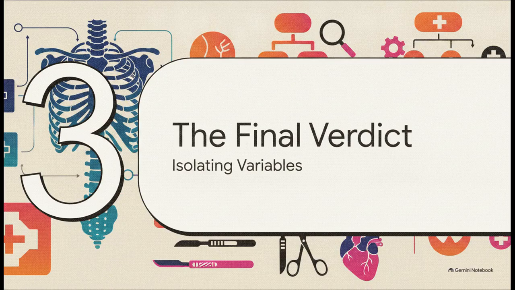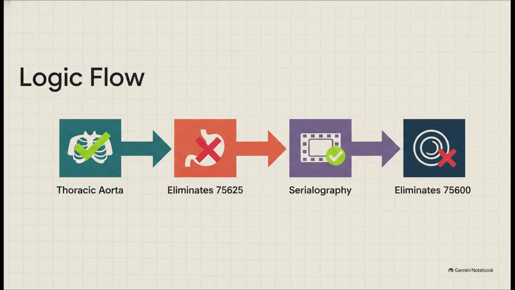Section 3, the final verdict and isolating those variables. So let's just quickly recap the logic flow we just built together. Step 1, the scenario explicitly requires the thoracic aorta. Step 2, that immediately eliminates code 75625 because, as we established, that's for the abdominal aorta. Moving to step 3, the scenario requires multiple frames, which we now know is officially called serialography. And finally, step 4, that eliminates code 75600 because the rationale plainly tells us that code is exclusively for a single-shot study. By simply using a logical process of elimination right from our source rationale, we drop the abdominal code and we drop the single-shot code.